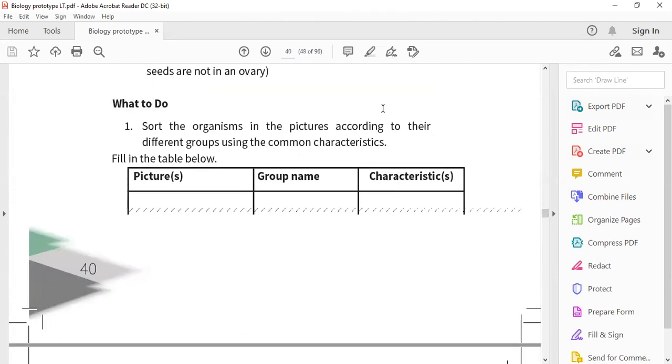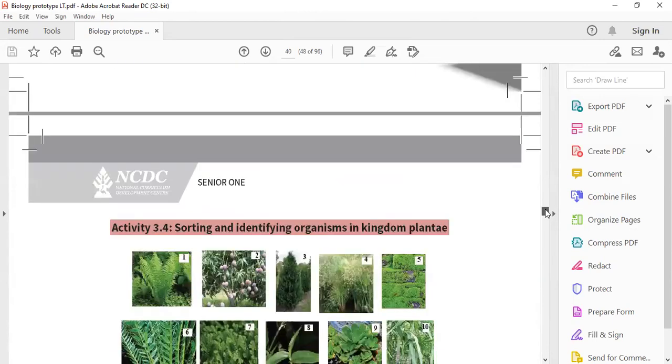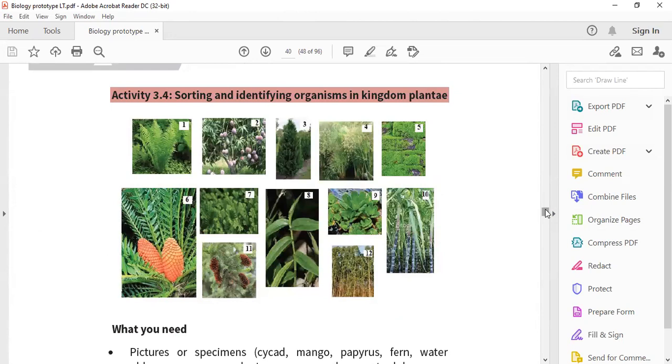This is what we did last time. We are sorting and identifying organisms in kingdom what? Plantae.